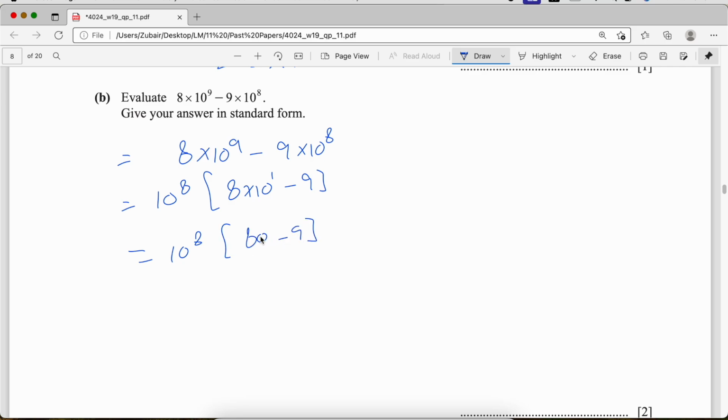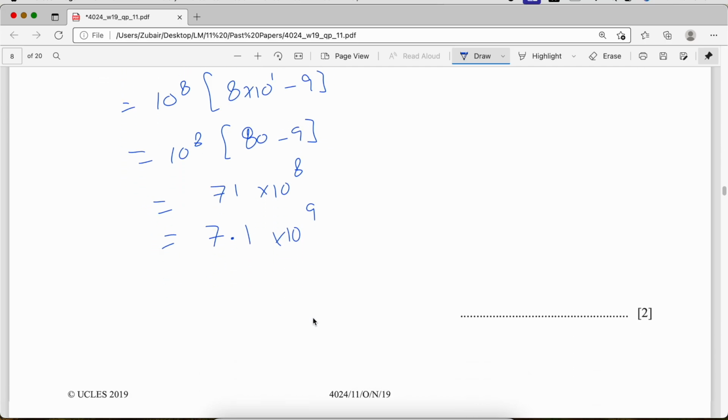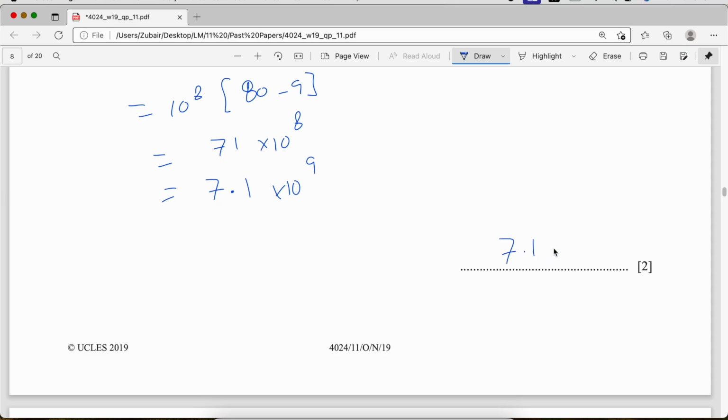80 minus 9 is 71 into 10 raised to power 8, and now converting it into standard form it is 7.1. When we decrease this number, we increase the other side. So that's 7.1 into 10 raised to the power 9.